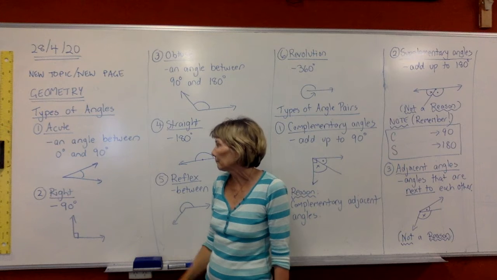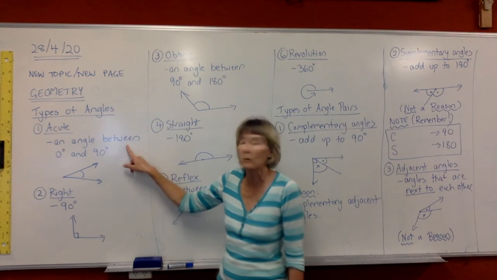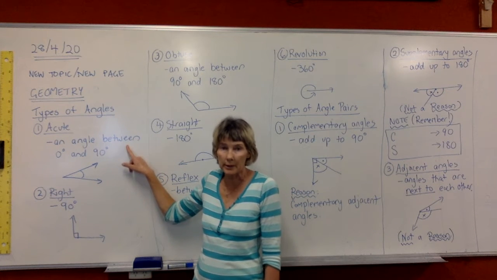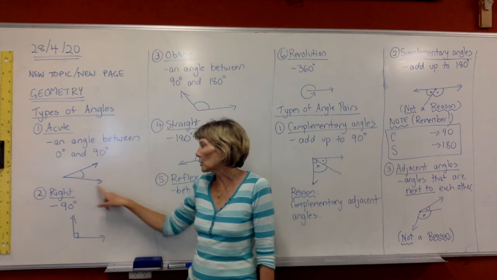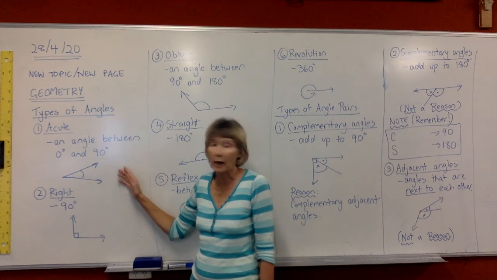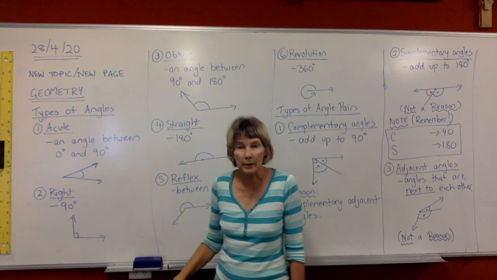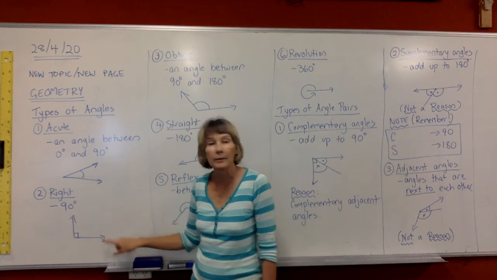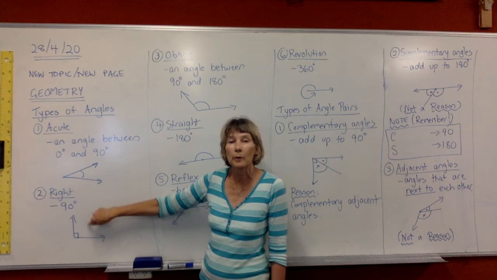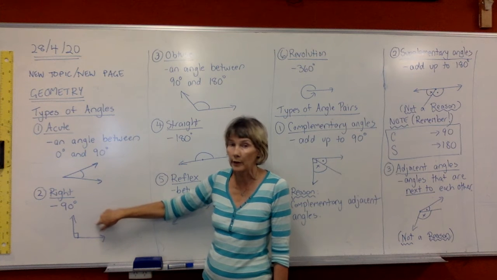One is acute. Acute angle is an angle between 0 degrees and 90 degrees. If you're looking at it on a diagram, it looks like that. A right angle is 90 degrees. On a diagram, it looks like this, and we have a little square that represents our right angle or our 90-degree angle.